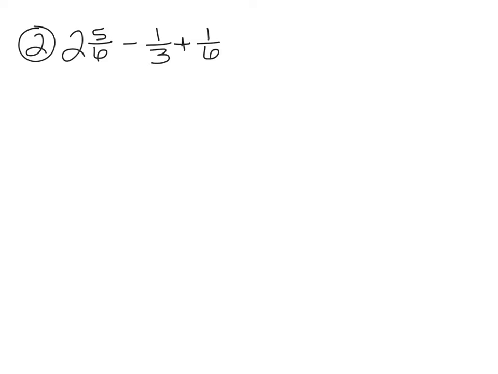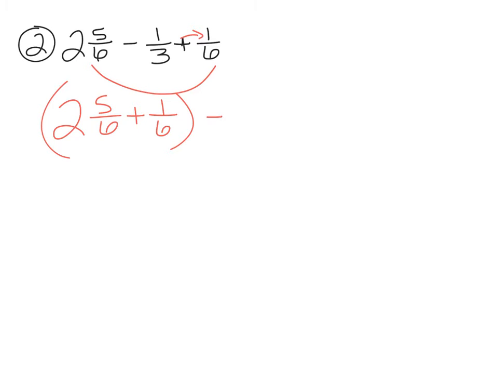Problem number 2. 2 5/6 minus 1/3 plus 1/6. Well, just like the previous problem, I have some like units. So I'm going to group them together. So I have 2 5/6, and see how that plus sign is in front of the 1/6. So I'm going to do 2 5/6 plus 1/6. Then I'm going to subtract 1/3 because that subtraction is in front of the third.